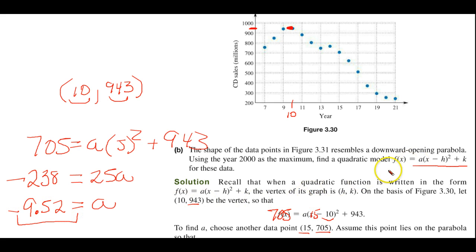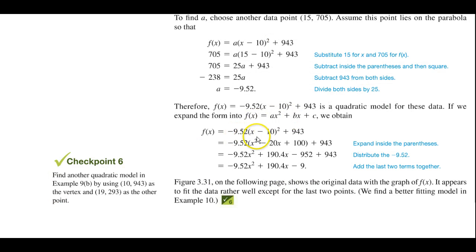So our formula over here then, and I'm sure they're going to show, in the vertex format would be this, and then squaring this binomial, multiplying each term by this, and then combining your like terms here, give you the rule of sale of CDs. Wow.